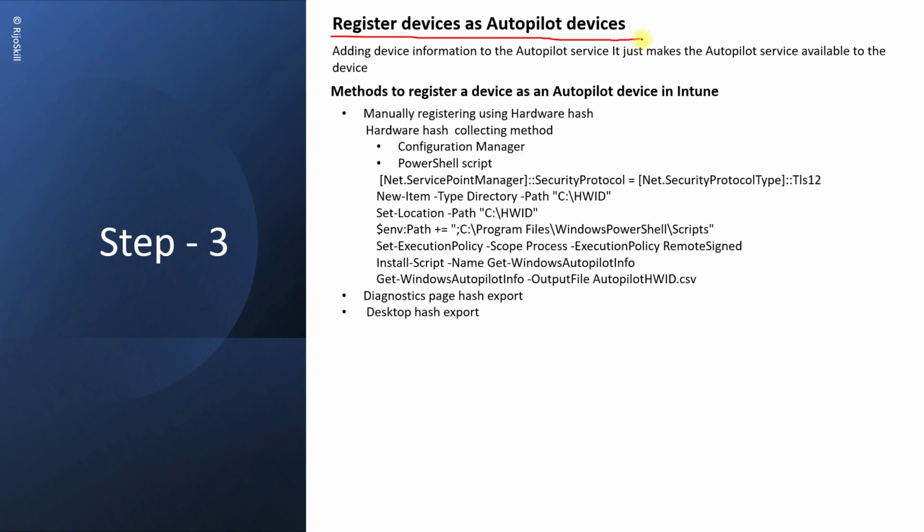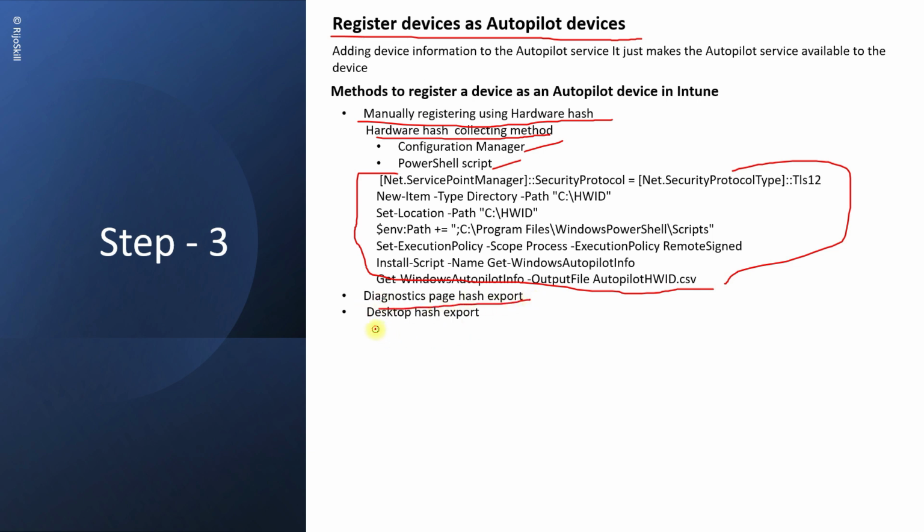Let's see what methods are available to register a device as an Autopilot device in Intune. The first method is manually registering using the hardware hash collecting method. How can we collect our hardware hash? This is manually registering using Configuration Manager and a PowerShell script. You can use this PowerShell script also, and you can get the hardware hash from the diagnostics page hash report and desktop hash support.